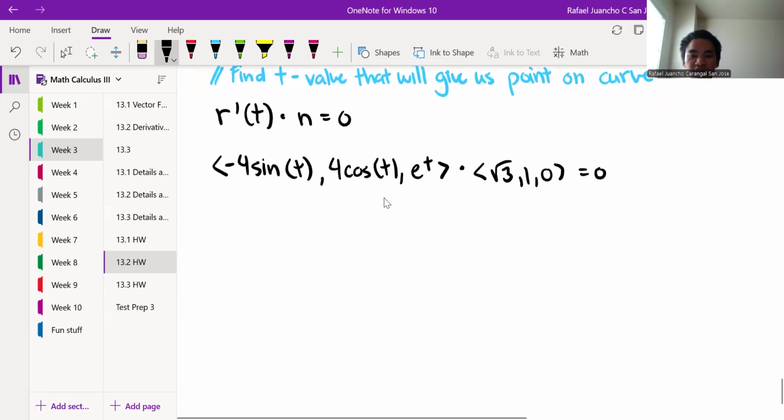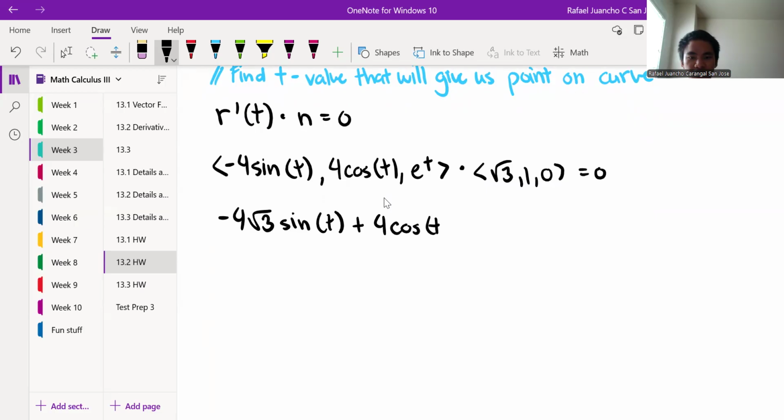And here I just solve for t. So doing a dot product, we multiply this out. We get negative 4 square root 3 sine of t, and we add that to 4 cosine t. Here we multiply by 0, so that's 0. So yeah, we get this thing. Then here we just solve for t. A way I could do this, well, I could divide everything by 4, right?